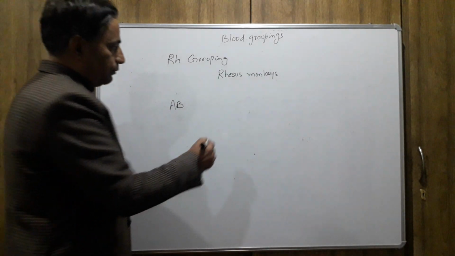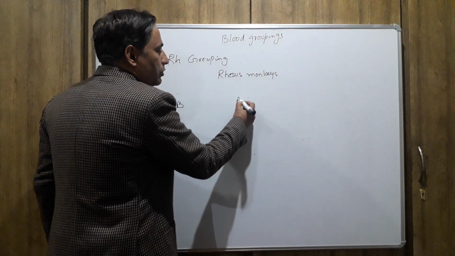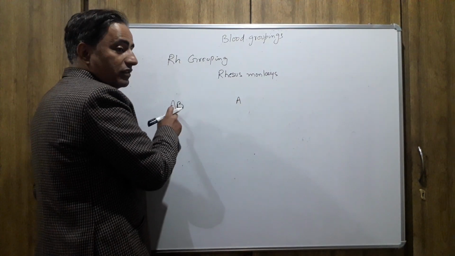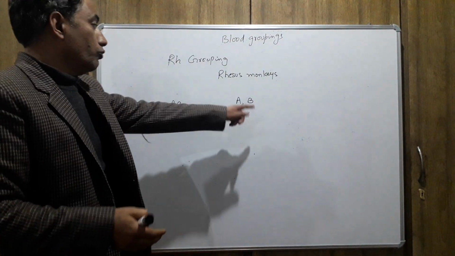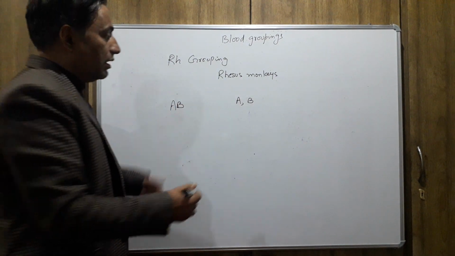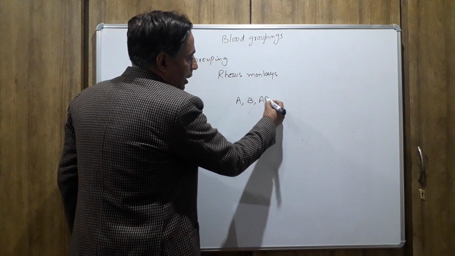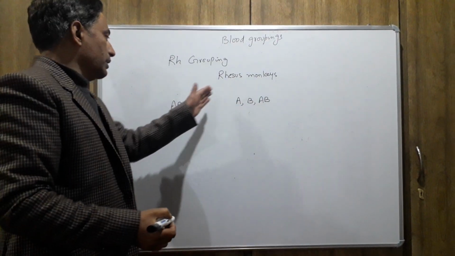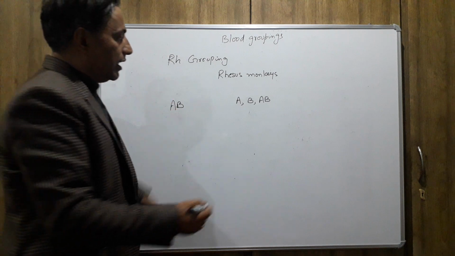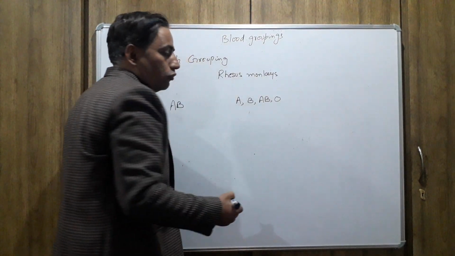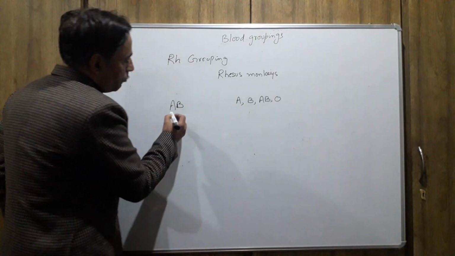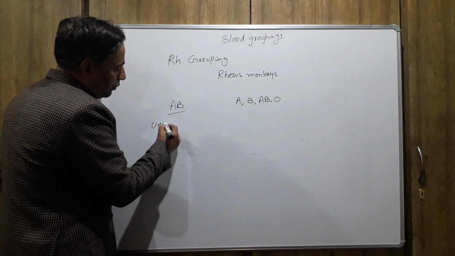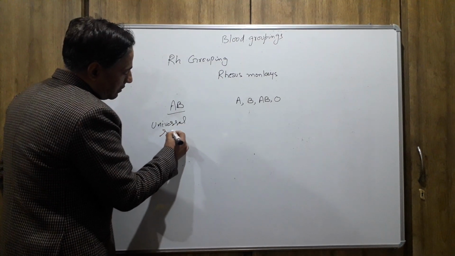can receive the blood of any person. For example, a person having blood group A can give blood to a person having blood group AB. A person having blood group B can also give blood to a person having blood group AB, and similarly, a person having blood group AB can also give blood to a person having blood group AB, and similarly, a person having blood group O can also give blood to a person having blood group AB. Therefore, persons who have blood group AB are called universal recipients.